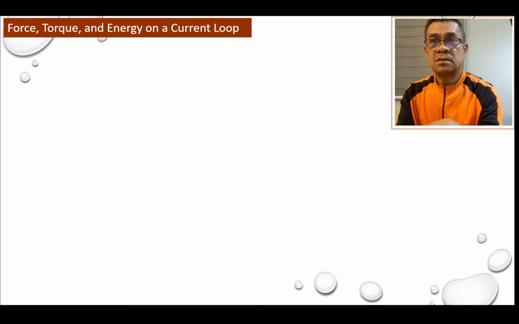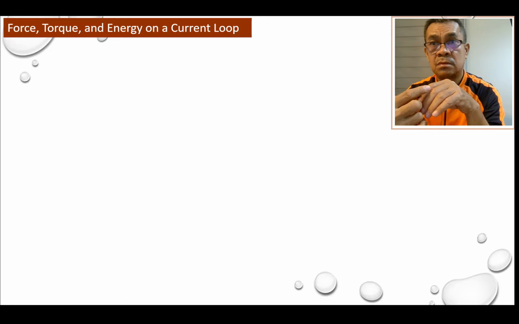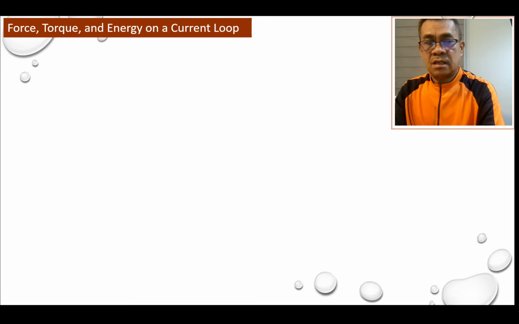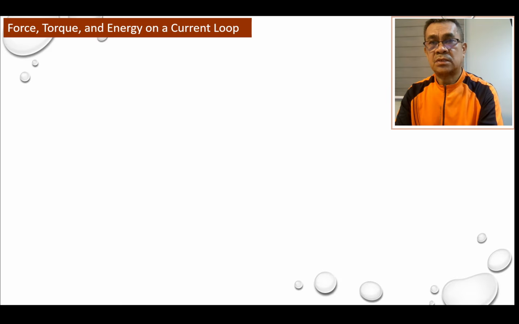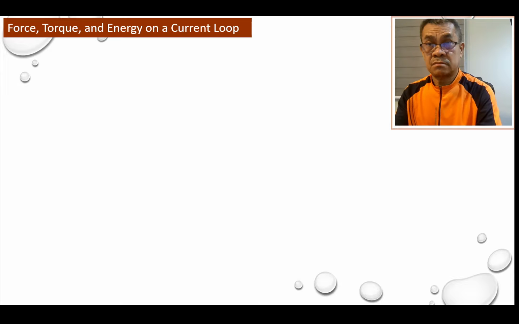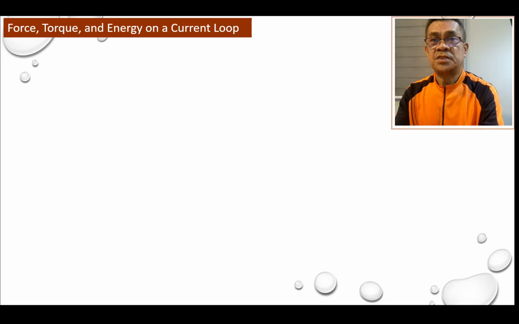Now the question is, what will happen if we form that straight line into a loop? It can be a circle, a rectangle, or any loop, as long as it starts from a point and we end up at the same point. So the question is, how much force? What else? Will it provide torque? If so, then what's the energy of the current loop? Now, this is a very important idea.